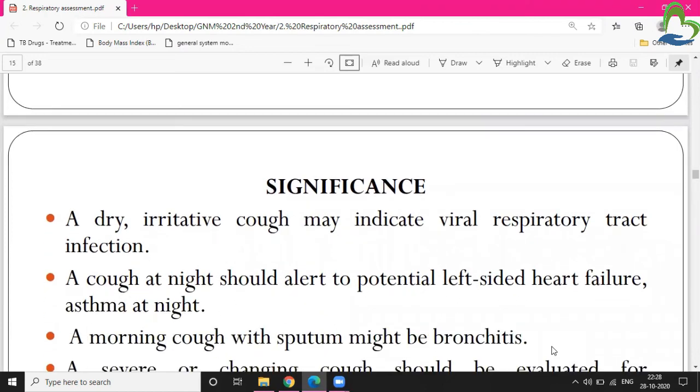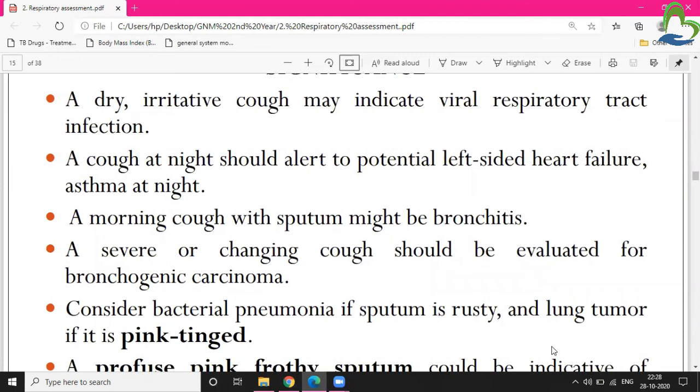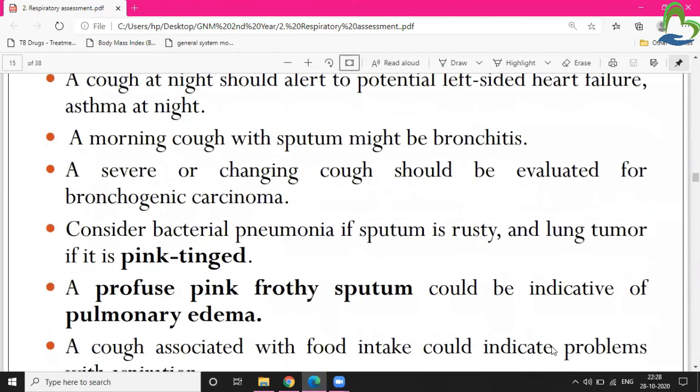If we see the significance for this, a dry, irritative cough may indicate a viral respiratory tract infection. A cough at night should alert to a potential left-sided heart failure or asthma. A morning cough with sputum might suggest bronchitis. Severe or changing cough should be evaluated for bronchogenic carcinoma. So it suggests that there may be a carcinoma.